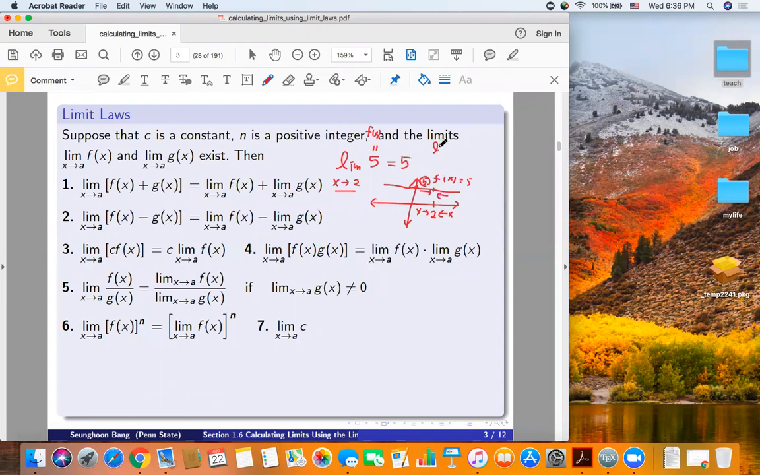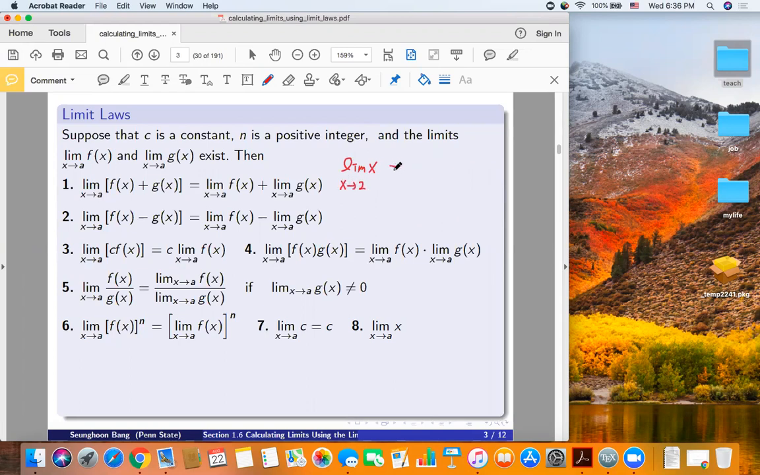So the limit of 10 as x approaches 3 equals 10. The function value never changes because we have a horizontal line. So what's the answer for c? The limit of c as x approaches a is c. It doesn't change, it's exactly the constant. What is the limit of x as x approaches a? The next example is the limit of x as x approaches 2.